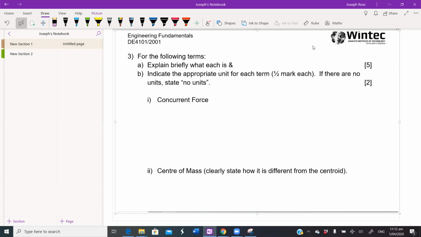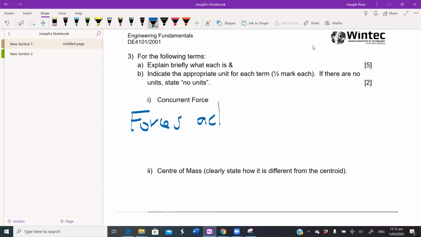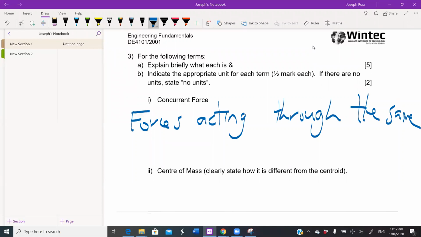Well, concurrent forces are forces that act through the same points or the same location at the same time. So forces acting through the same point, in other words, the same location, at the same time.